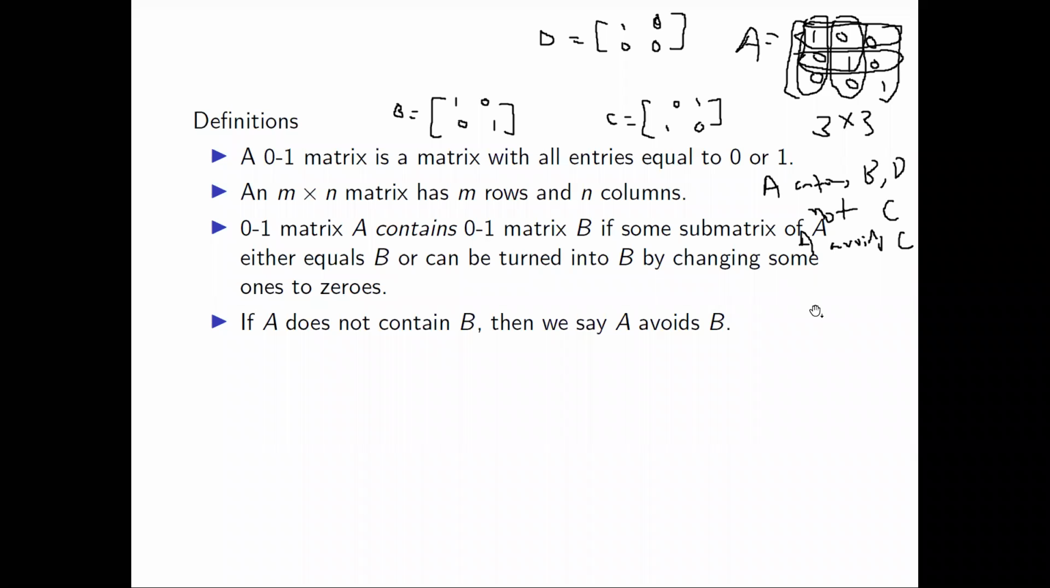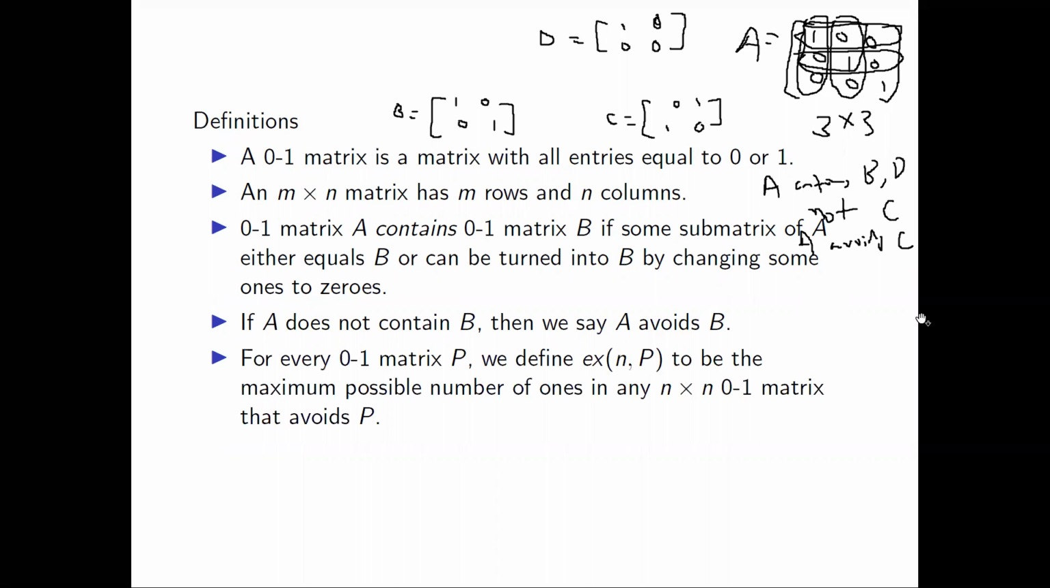And given this definition of avoidance, it's natural to define this extremal function. Given some forbidden 0-1 matrix P, it's forbidden, so we're trying to avoid it. We define the extremal function EX of n, P to be the maximum possible number of 1s in any n by n 0-1 matrix that avoids P.